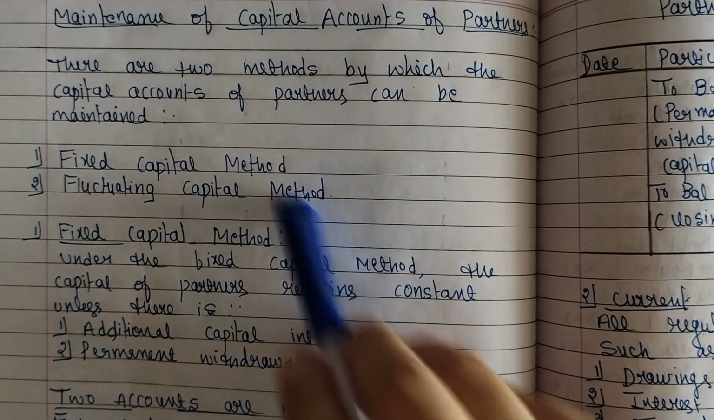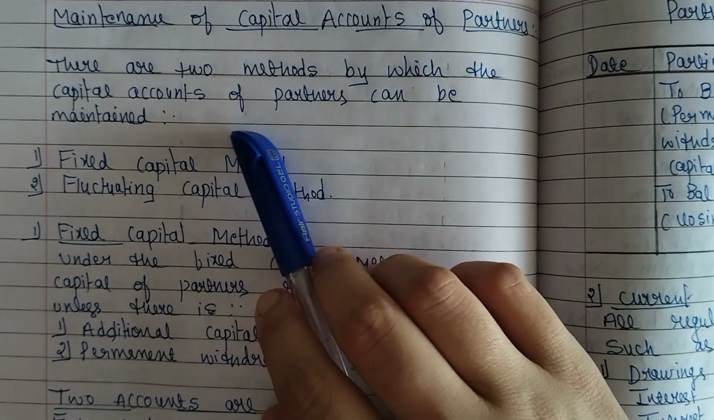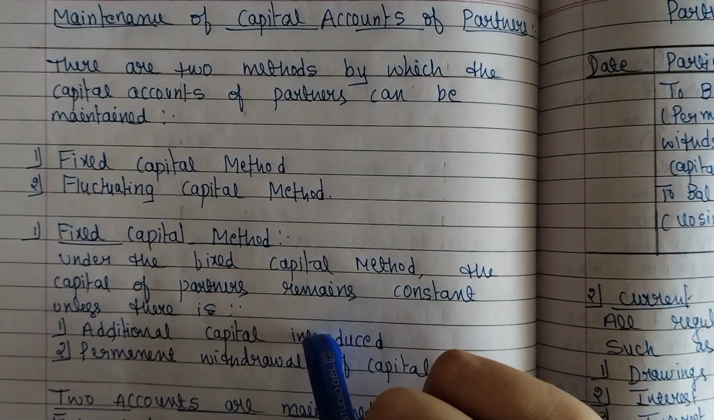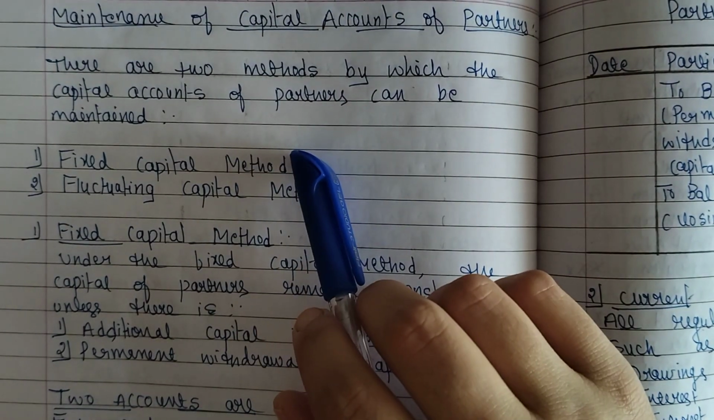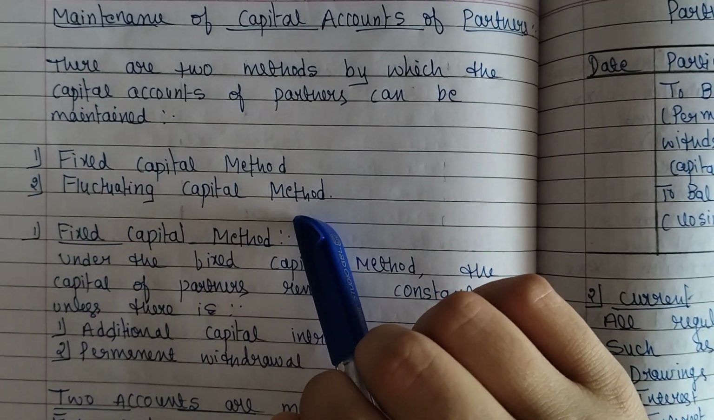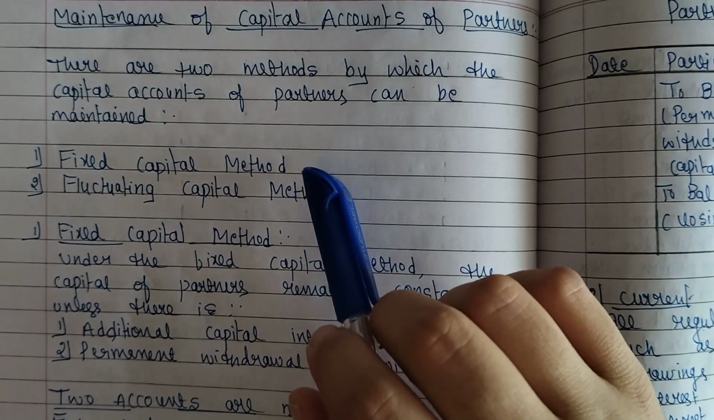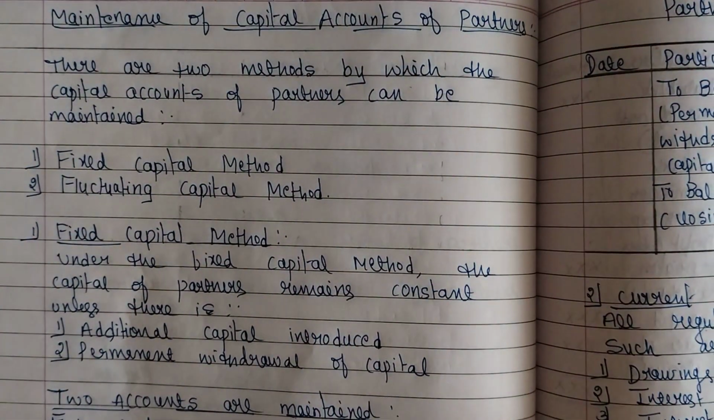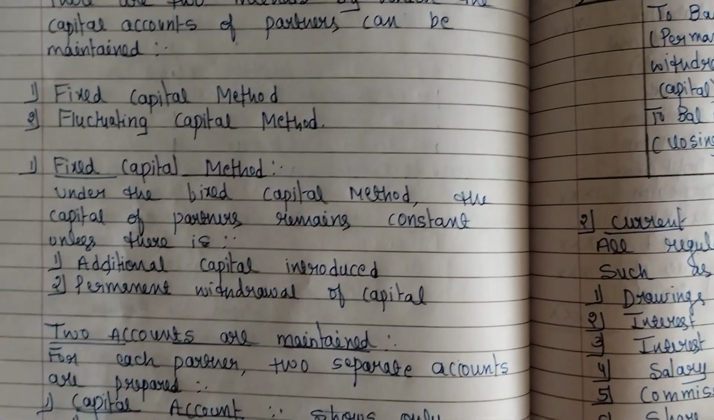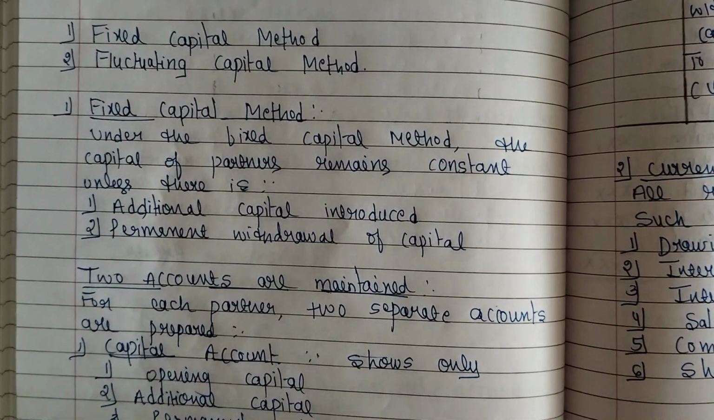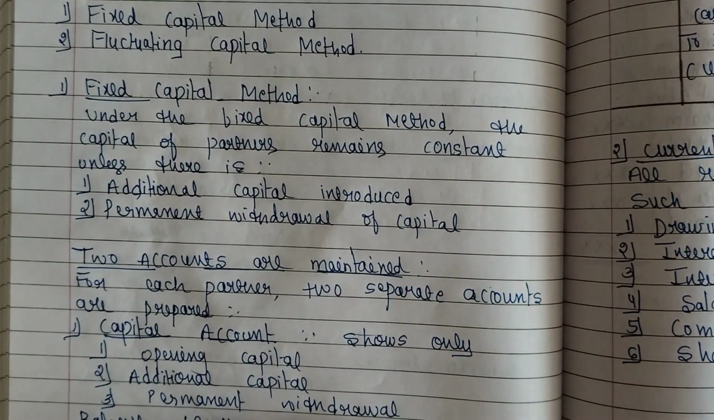So there are mainly two methods by which the capital accounts of partners can be maintained. The first one is fixed capital method and the second is fluctuating capital method. So using these two methods, the capital accounts of partners are maintained. So let's see one by one. In that, first one, that is fixed capital method.